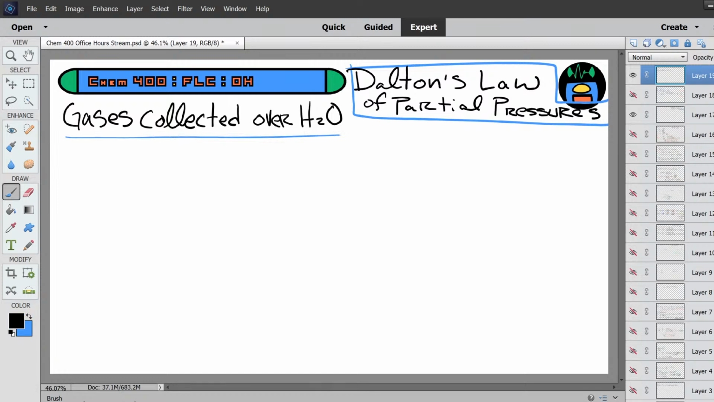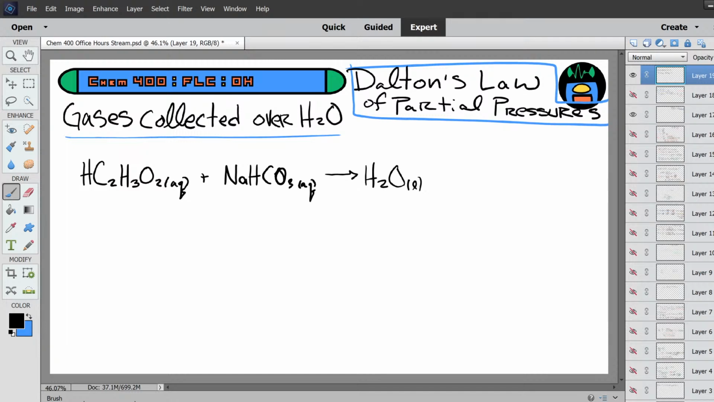So, for example, you will learn that when you react an acid, let's make it acetic acid, it will react with sodium bicarbonate, also aqueous, to produce water, which is a liquid, sodium acetate, and CO2 gas.